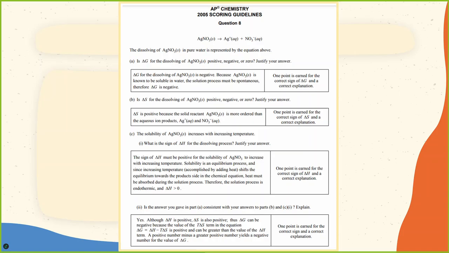There you go. Yes, although delta H is positive, delta S is also positive, thus delta G can be negative when the entropy term, the T delta S, is a greater value than the delta H. So this is where the entropy term overrides the enthalpy term at high temperatures. So you could say that, and then delta G could be negative.